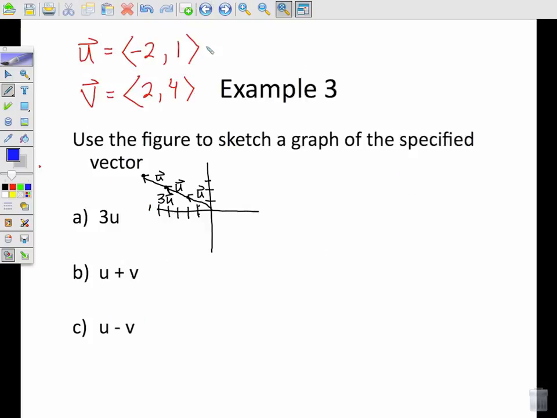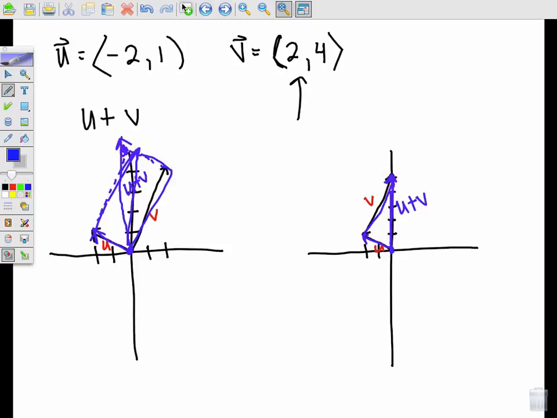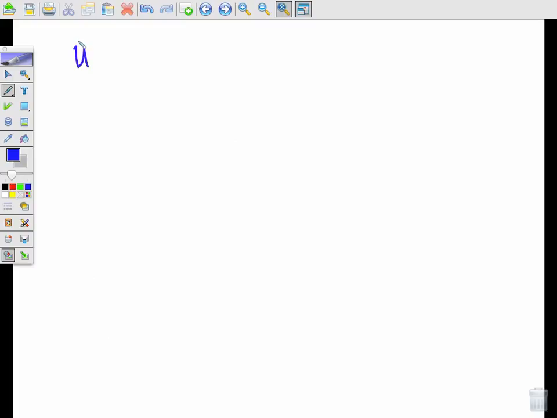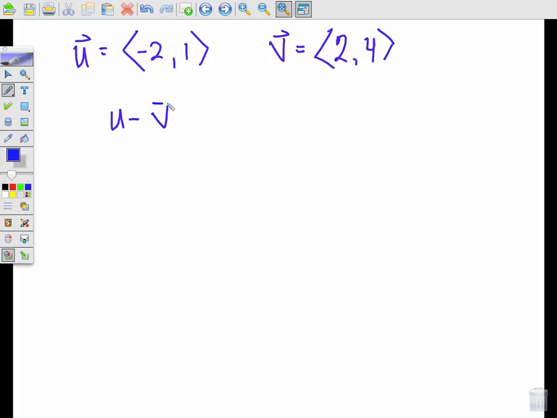All right, we've got to show you now the subtraction of vectors. So we're going to do u minus v. There's two ways to do it. Again, u is the vector -2, 1, and v is the vector 2, 4.